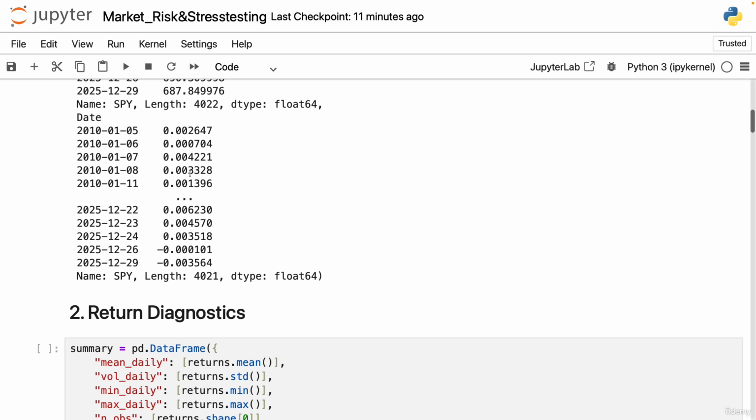Before jumping into risk models, we need to understand the behavior of these returns. So in the next section, we look at basic return diagnostics, volatility, distribution shape, and tail behavior, to see why naive assumptions can be misleading.